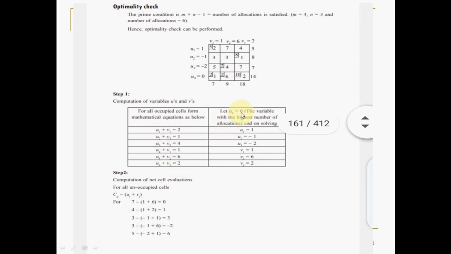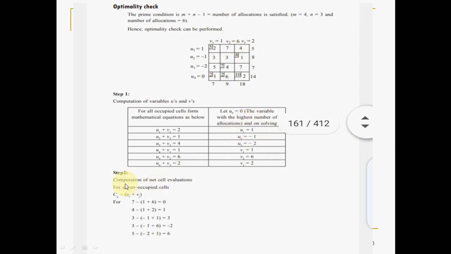Any variable you can set to 0, as I told. But preferably set to 0 the variable having more allocations, so you can easily get the computation. Why you have to set it to 0: as I told, there are 6 equations but 7 unknowns here. Hence one variable you have to set to 0.